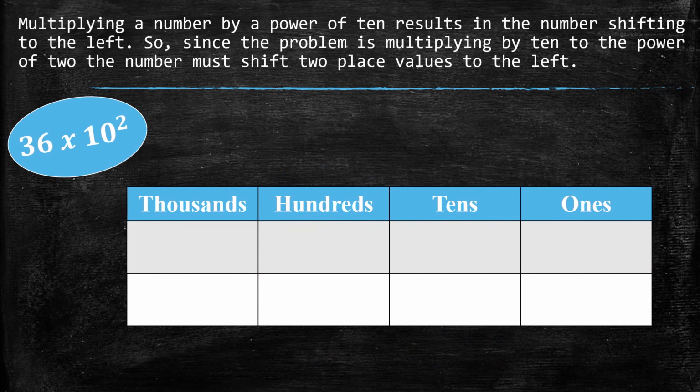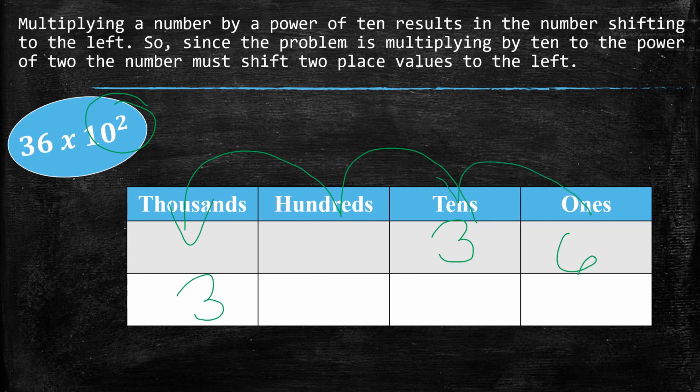I want you to take note, multiplying a number by a power of 10 results in the number shifting to the left. So since the problem is multiplying by 10 to the power of 2, the number must shift 2 places to the left. So the 3 will shift to the thousands. The 6 will shift to the hundreds. And then you'll place zeros as placeholders.